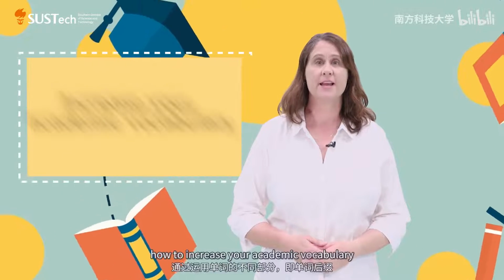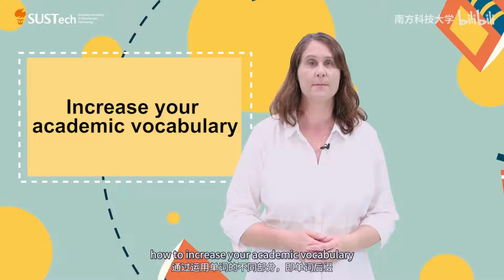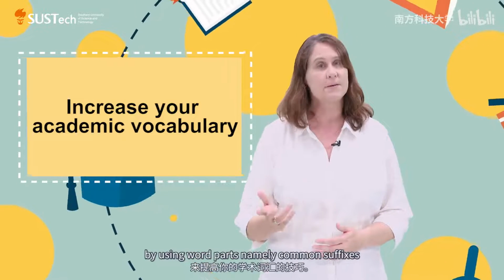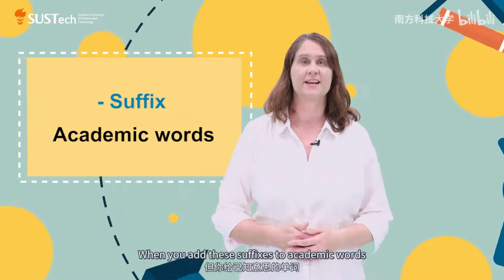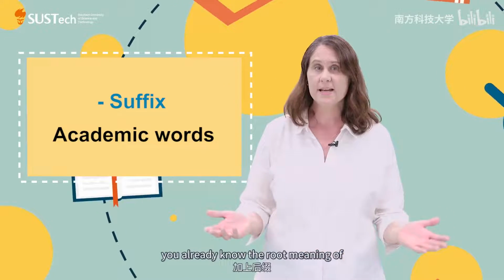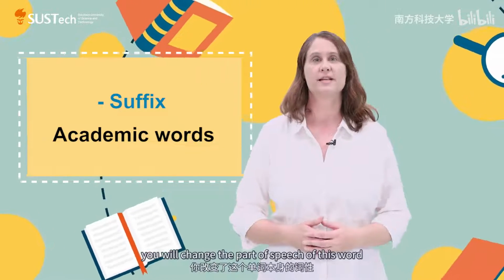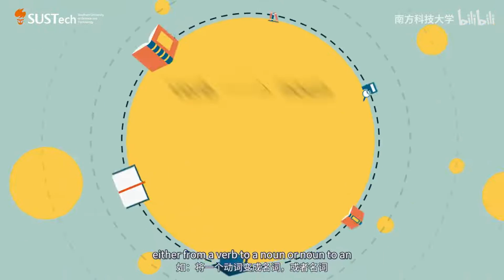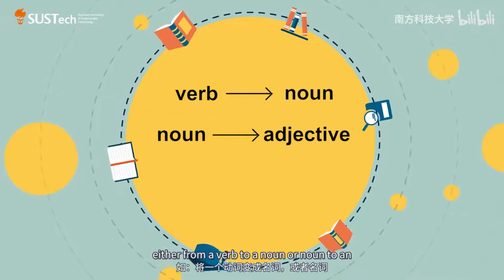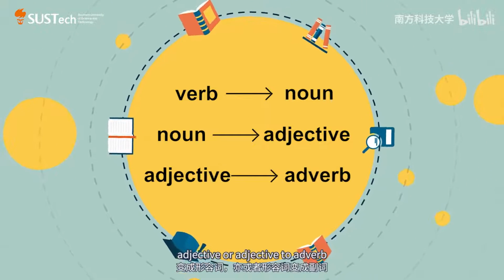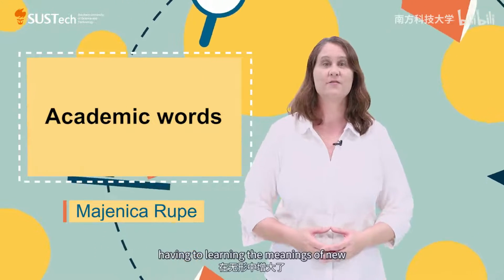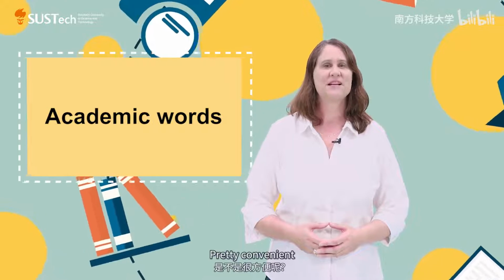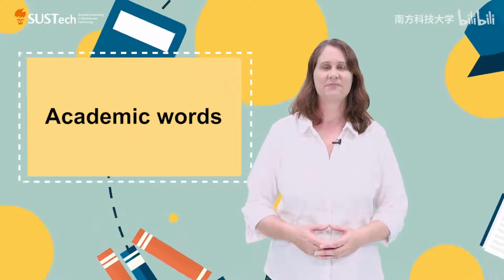Thanks for tuning in. Today I'm going to give some tips on how to increase your academic vocabulary by using word parts, namely common suffixes. When you add these suffixes to academic words you already know the root meaning of, you will change the part of speech of this word either from a verb to a noun, or a noun to an adjective, or an adjective to an adverb, thereby increasing your vocabulary without having to learn the meanings of new academic words. Pretty convenient, huh? Let's begin.